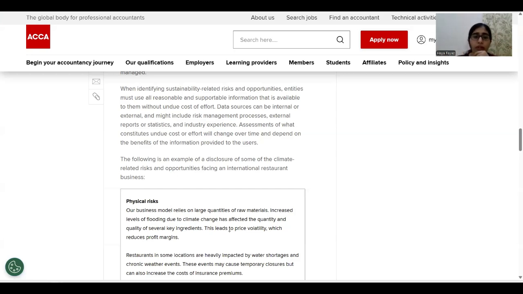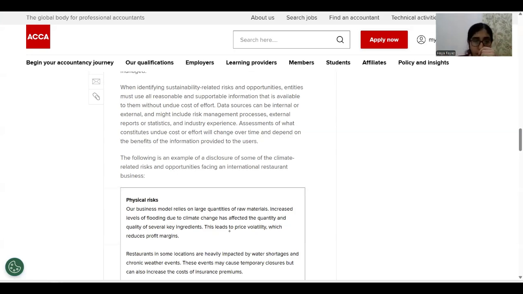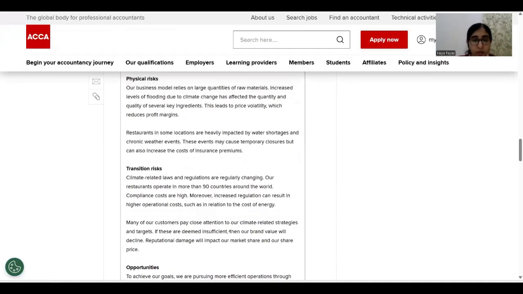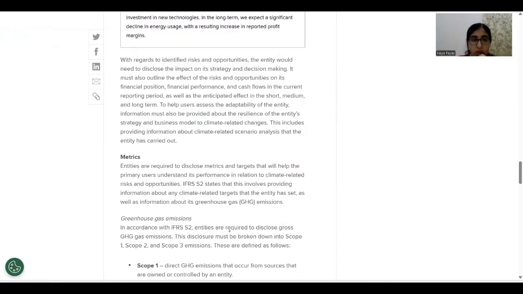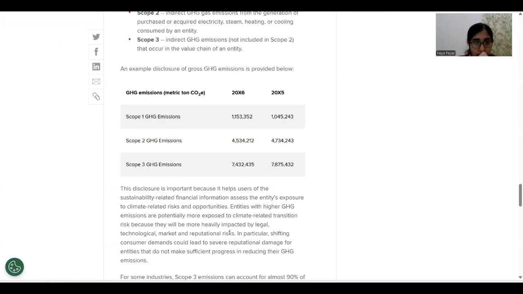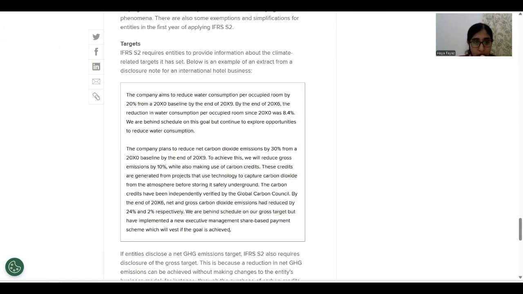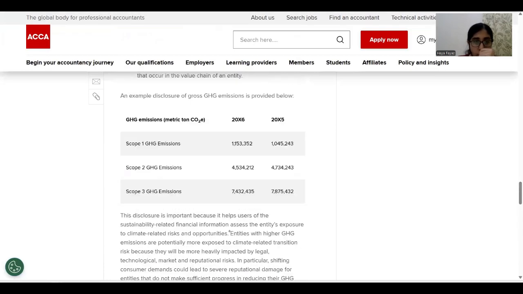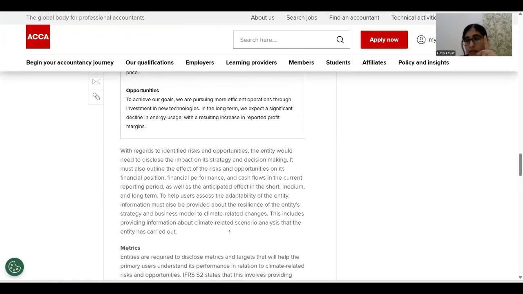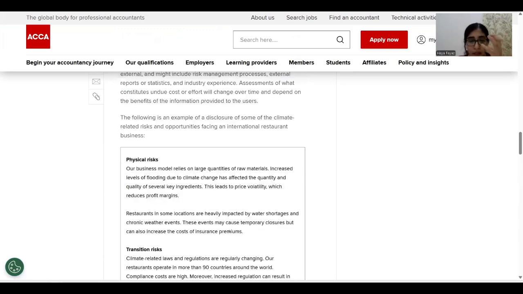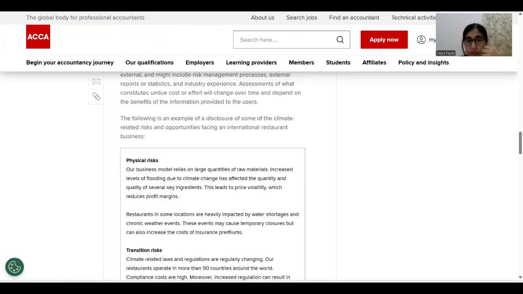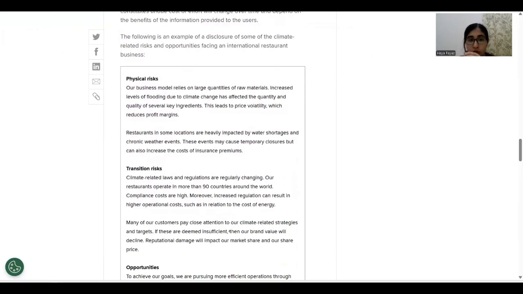So the following is an example of a disclosure of some of the climate-related risks and opportunities facing an international restaurant business. This is giving an example for us. Let's read what the relevant metrics are. So see, guys, don't get scared of the metrics. People just get scared of metrics and ask where we include that, in which of the financial statements. It's not about financial statements, it's about disclosures here. How much you have to disclose and how material it is to disclose is going to be more about that.